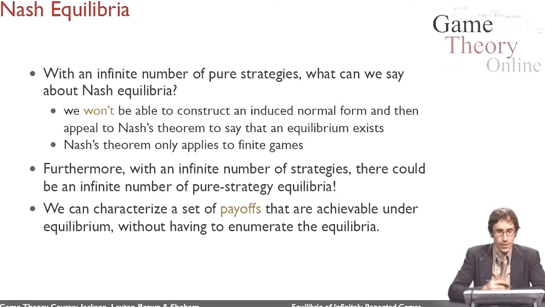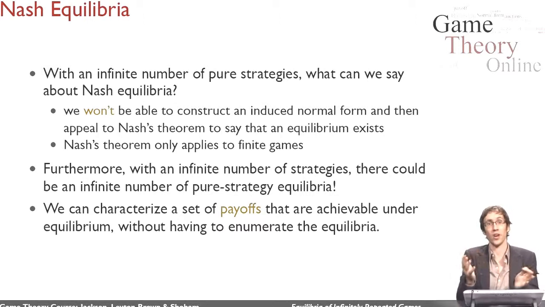On the other hand, because there are an infinite number of strategies, there might even be an infinite number of pure strategy equilibria. We've seen that it's possible to have an infinite number of mixed strategy equilibria. For example, if in a normal form game I have two pure strategies that I'm indifferent between, then any mixture between them can also be a best response for me. So there's a sense in which I can have an infinite number of mixed strategy equilibria. But here I can have an infinite number of qualitatively different pure strategy equilibria, potentially. That seems like a problem.